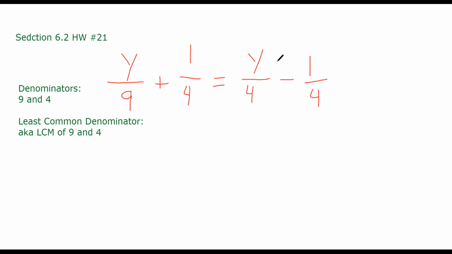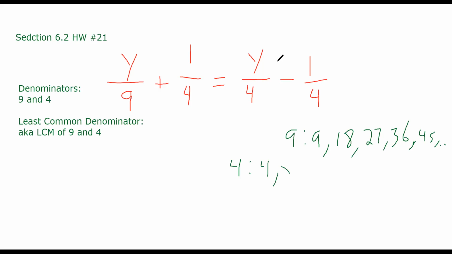Maybe not, that's cool. What we're going to do is list out the multiples of some of these. Multiples of 9: 9, 18, 27, 36, 45, and I'll just put dot, dot, dot. This is an okay way to find the LCD. Multiples of 4: 4, 8, 12. Now we need to keep going until we see something in common with the multiples of 9. 4, 8, 12. I don't see anything yet.